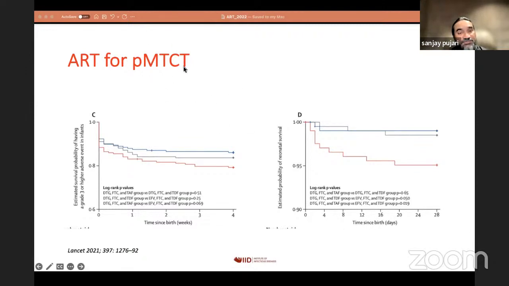What about mother to child transmission of HIV regardless of pregnancy status? The same regimens, an integrase inhibitor-based regimen like dolutegravir, for example, is recommended in pregnancy for prevention of mother to child transmission of HIV. So this study here, IMPAACT, shows the best drug in terms of adverse event tolerability as well as neonatal survival was TAF FTC DTG. So the preferred regimen for women with pregnancy to prevent mother to child transmission as well as for the mother's own health is TAF FTC with DTG.